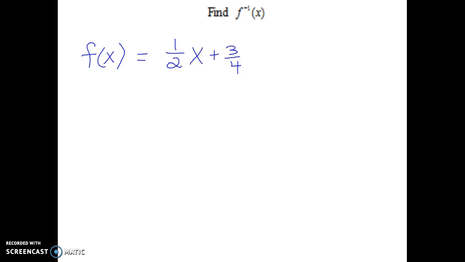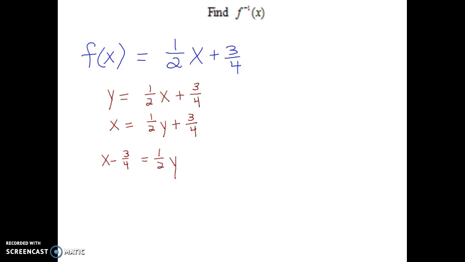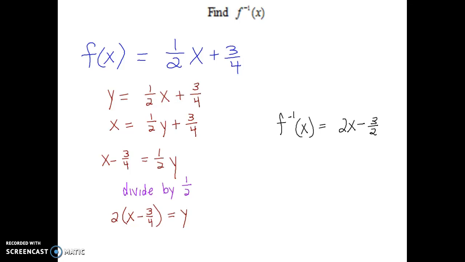Okay, once again I'm going to go through these steps. Okay, my next step would be I need to divide by 1/2. Dividing by a fraction is the same as multiplying by its reciprocal. The reciprocal of 1/2 is the number 2. So mathematically, I'm going to multiply 2 to the other side. So my inverse function would be 2x minus 3/2.